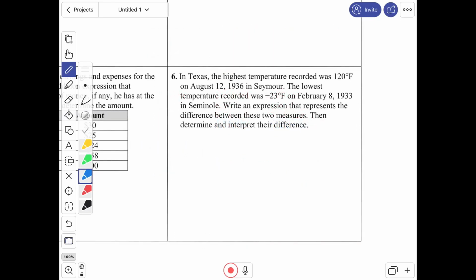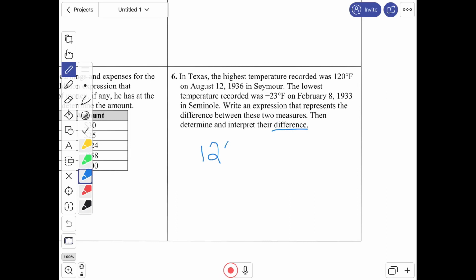Okay, I'm going to do one extra example because I might know that there's one very similar on the test. In Texas, the highest temperature recorded was 120 degrees Fahrenheit on August 12, 1936, in Seymour. The lowest temperature recorded was a negative 23 degrees Fahrenheit on February 8, 1933, in Seminole. Write an expression that represents the difference between these two measures. Then determine and interpret their difference.